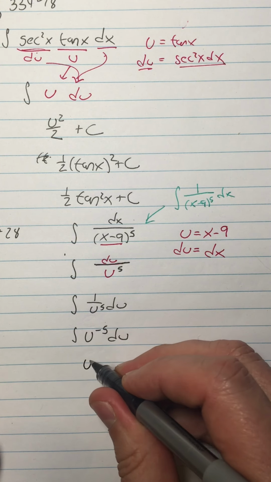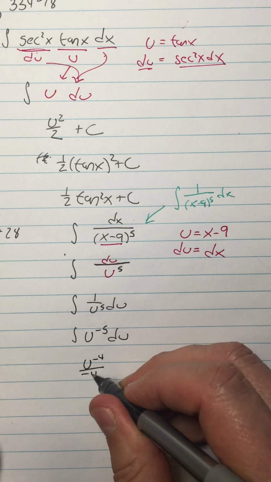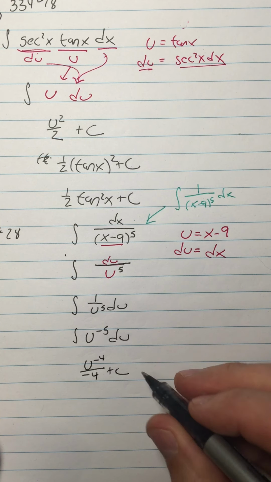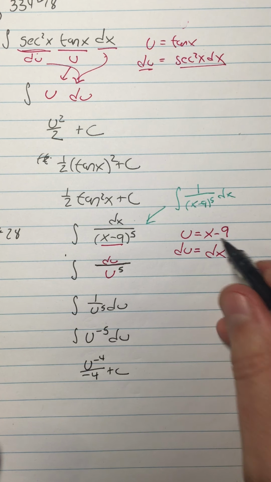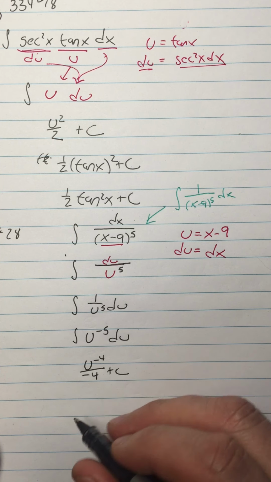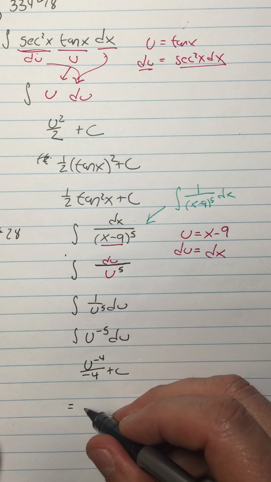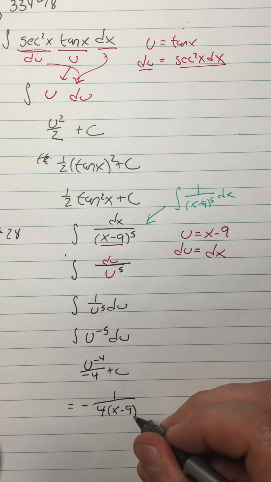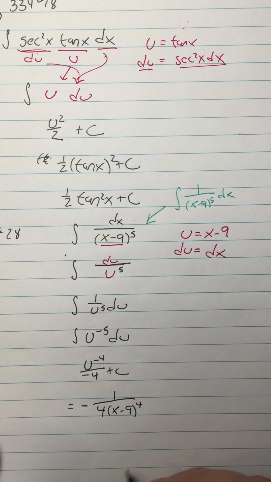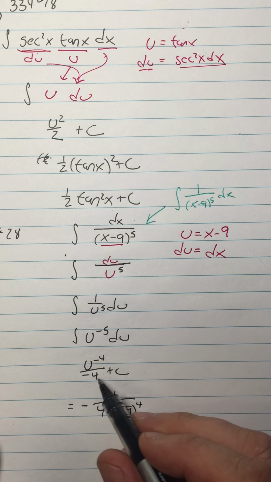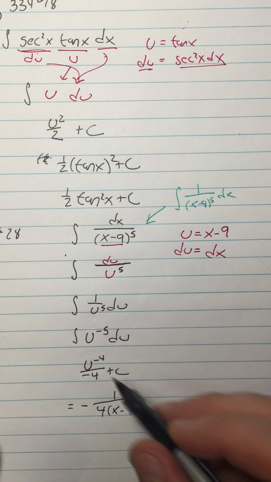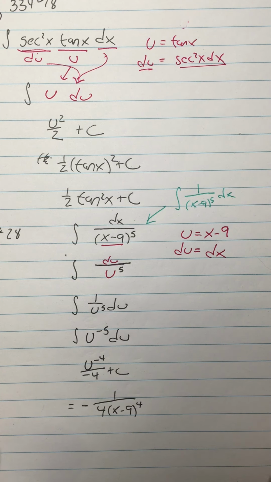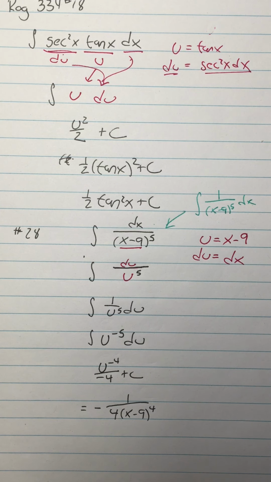1 more than negative 5 is negative 4, so it's u to the negative 4 over negative 4 plus c. Yeah, you could leave it like that, but we have to at the very least sub the x back in. So let's write it as negative 1 over 4 times (x minus 9) to the 4th power. Right, so I just put that negative out front, kept the 4 in the denominator, and my negative exponent, I put it into the denominator. All right, that's number 28.